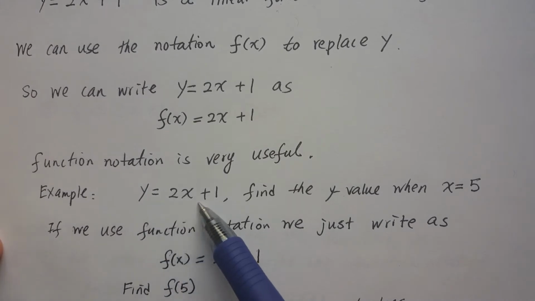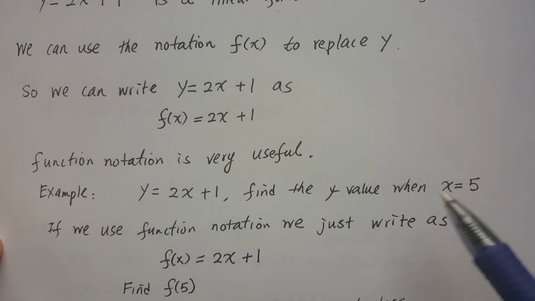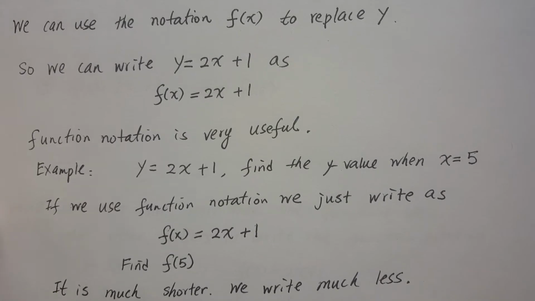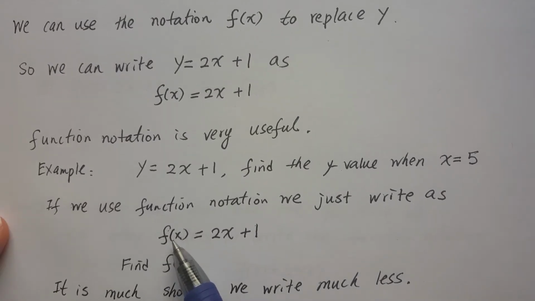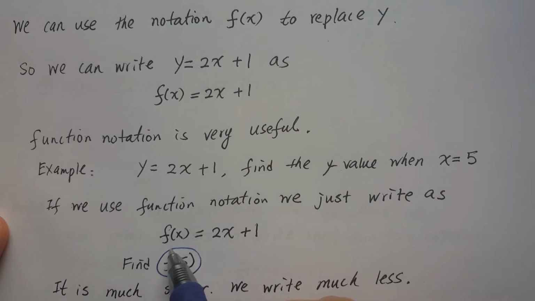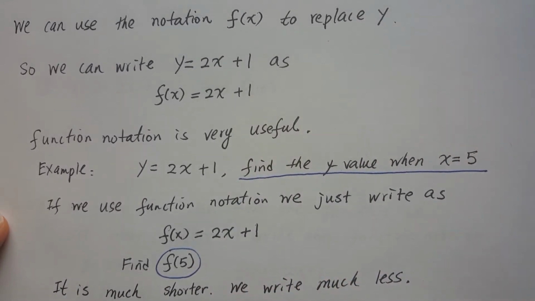y = 2x + 1. Find the y value when x = 5. You can see I wrote a lot over here. If we use the function notation, we only write this much. f(x) = 2x + 1. Find f(5). This part, f(5), means find the y value when x = 5.